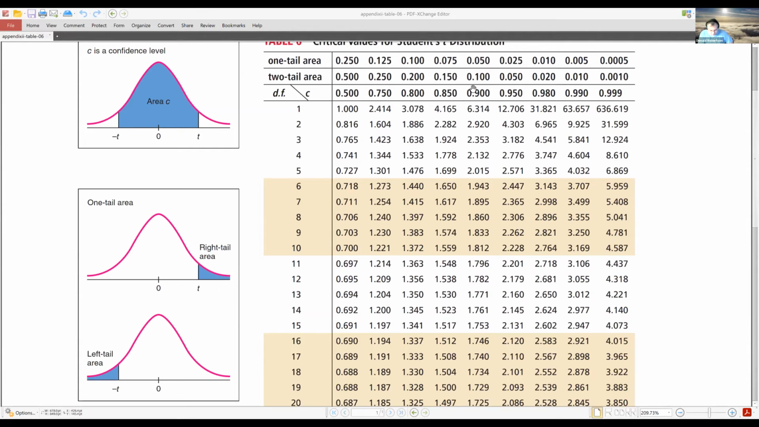That's actually quite helpful. So I want 90%, so that's why I'm in this column. And I want degrees of freedom of 15, so won't that be the 1.753 guy? Can you see where I got that guy? 90%, right? 15 degrees of freedom, 1.753.